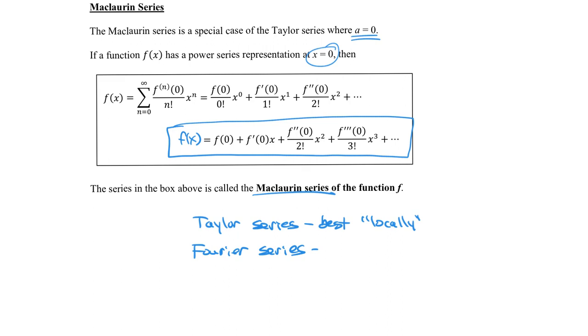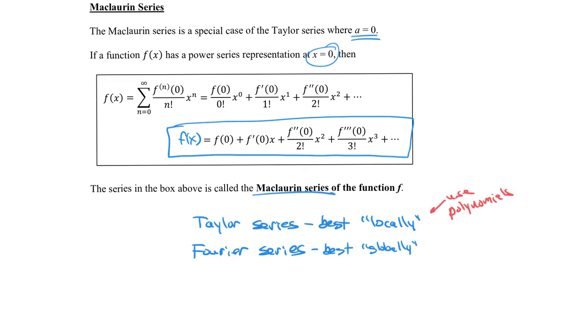And Taylor series, as you know, use polynomials, so they're really convenient. They're easy to use, and you'll see when we do more of these, differentiating and integrating is super easy with Taylor series. They're said to be the best locally. So if you need to estimate a function at a particular point, Taylor series are great. Fourier series are said to be the best globally.